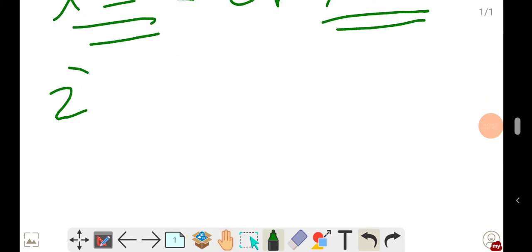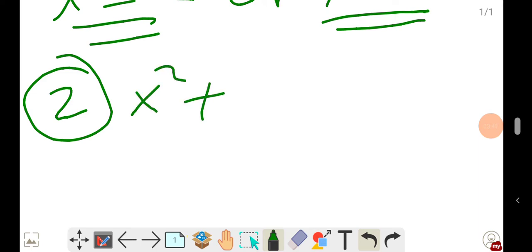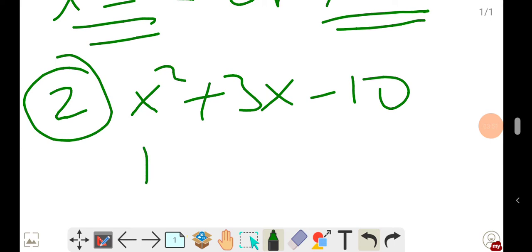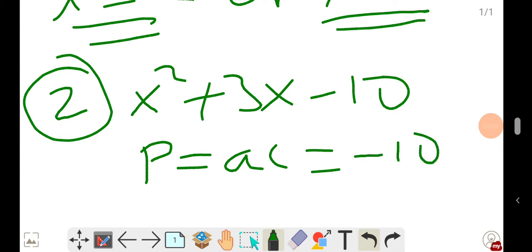The second method is the factoring method. That is x squared plus 3x minus 10. In case of the factoring method, we need to think of two numbers. Their product has to be ac. ac means the a is 1, the c is negative 10. So the product is negative 10. So we have to think of two numbers that, when we multiply, give us negative 10, and when you add the two numbers, the sum has to be the middle term b, which is 3. The middle term is 3.